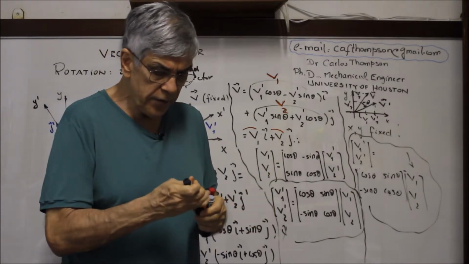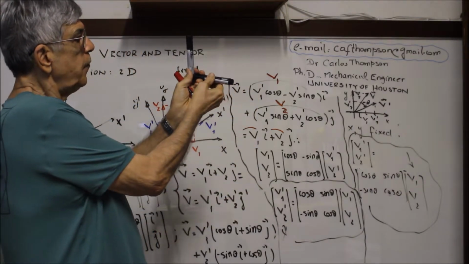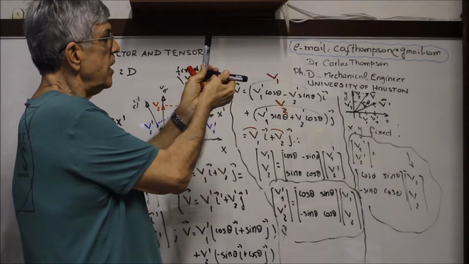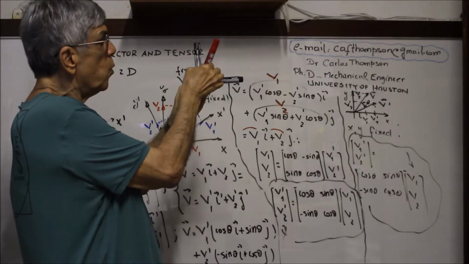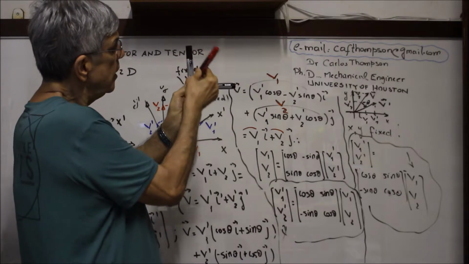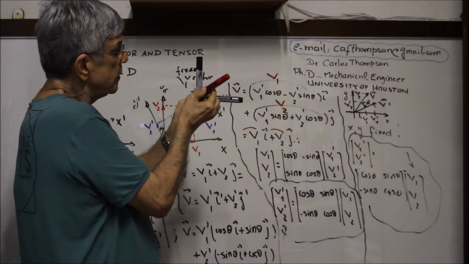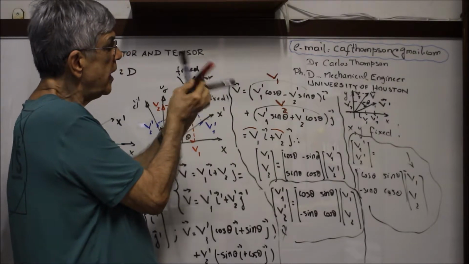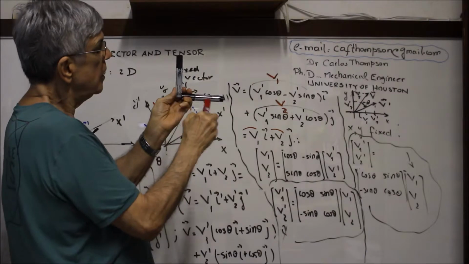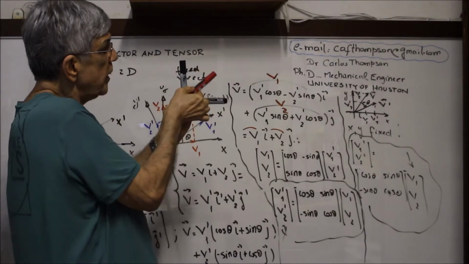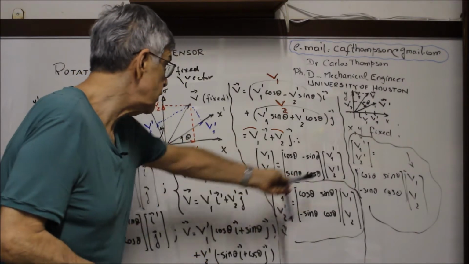If I have the two axes moving like that, it's the same as having a fixed axis and the vector moving the opposite way. If the axis rotates like that, it's the same as if you have a fixed coordinate system and the vector moves like that. That's quite clear. The results show this.